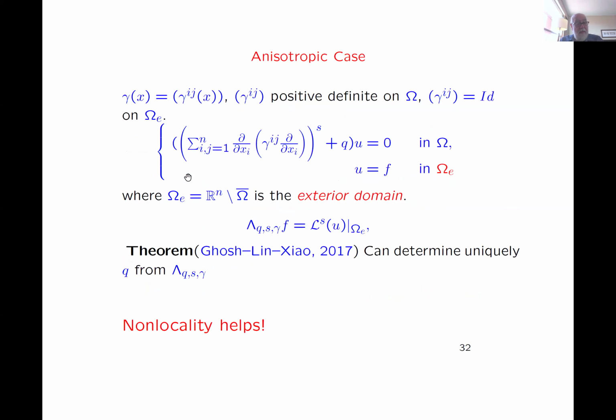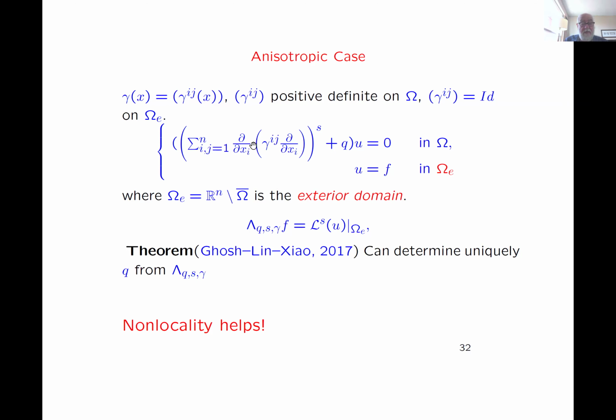So let me discuss the anisotropic case. Some progress has been done in the anisotropic case in the fractional case, and this is a very nice result of Ghosh, Lin, and Xiao. So when you take a positive definite symmetric matrix, this is the case that we had before, but now it's fractional. So I should have said here s is between 0 and 1.